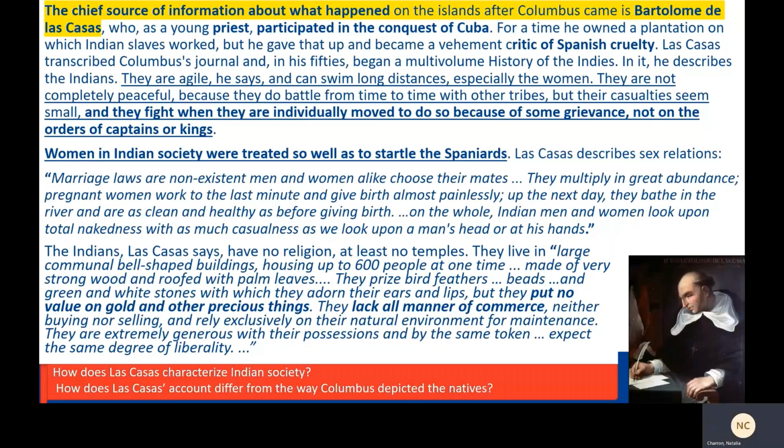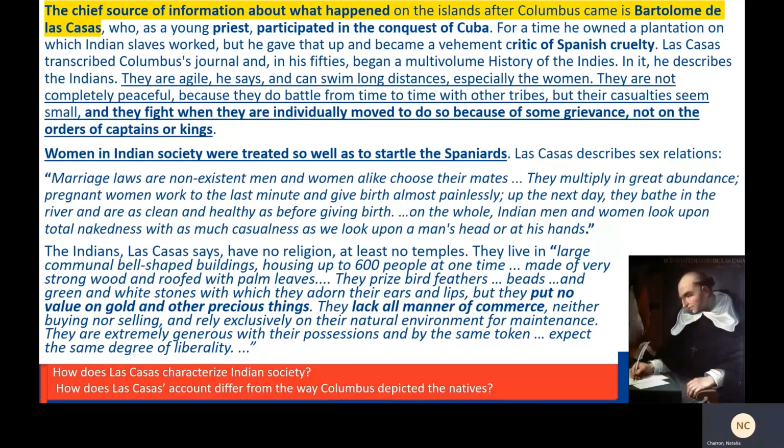The chief source of information about what happened on the islands after Columbus came is Bartolomé de las Casas, who, as a young priest, participated in the conquest of Cuba. For a time he owned a plantation on which Indian slaves worked, but he gave that up and became a vehement critic of Spanish cruelty. Las Casas transcribed Columbus's journal and, in his 50s, began a multi-volume history of the Indies. In it, he described the Indians.